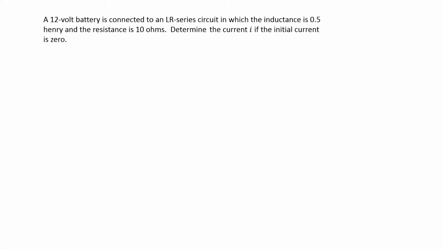Okay, let's have an application of differential equations to electrical circuits. Let's have this one. A 12-volt battery is connected to an LR series circuit in which the inductance is 0.5 Henry and the resistance is 10 ohms. Determine the current I if the initial current is 0. So this is the diagram.